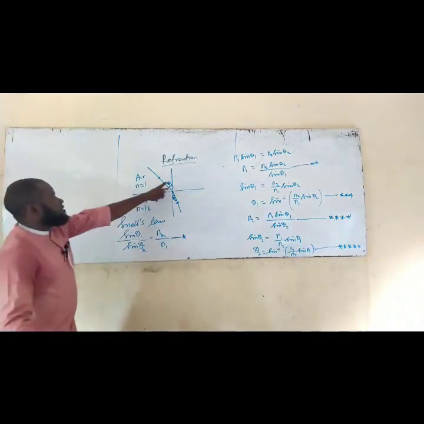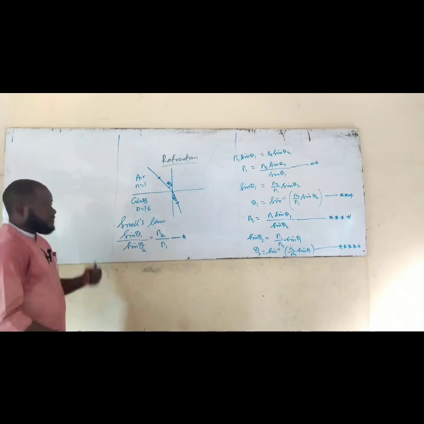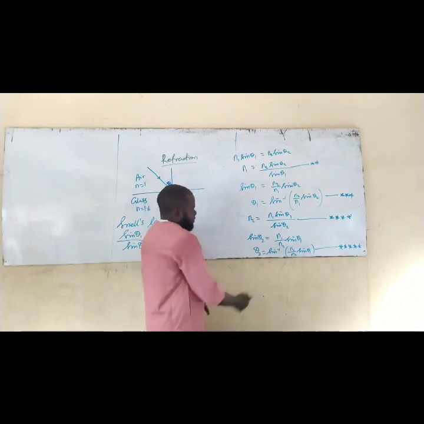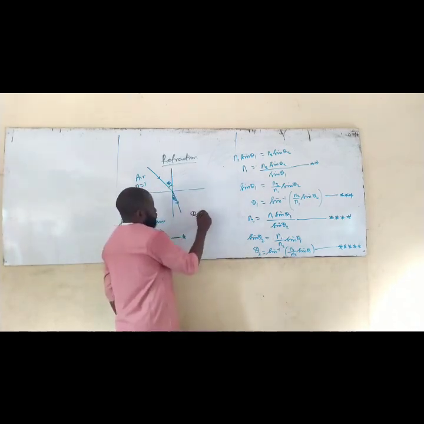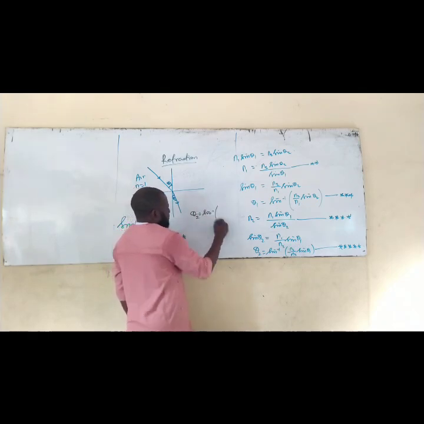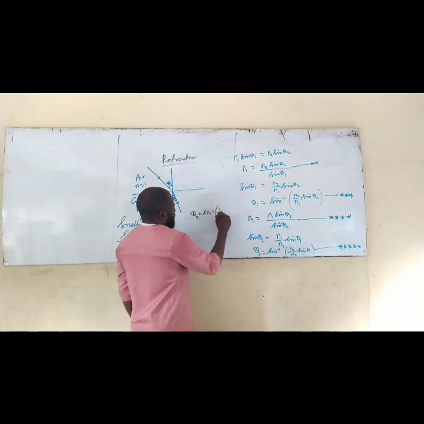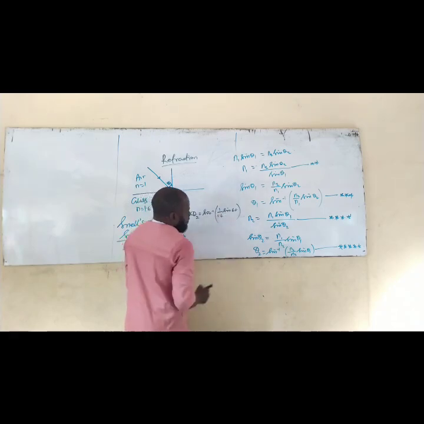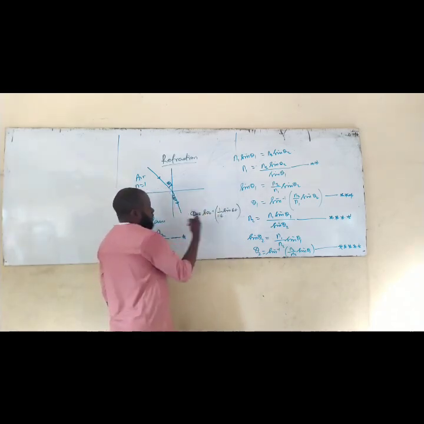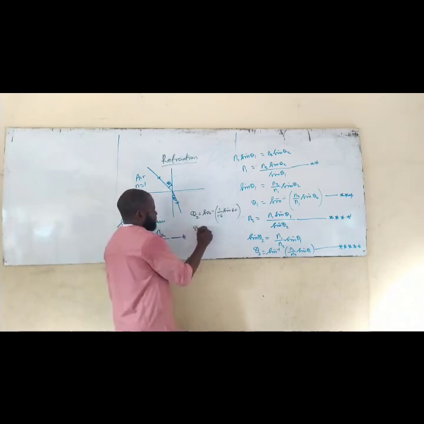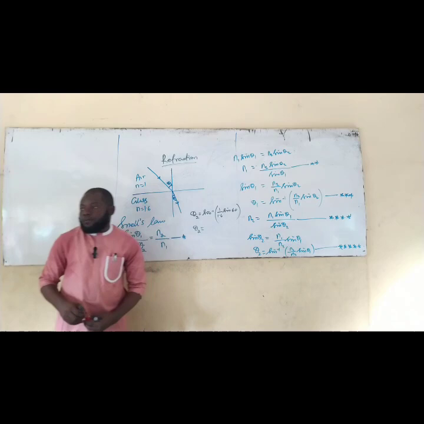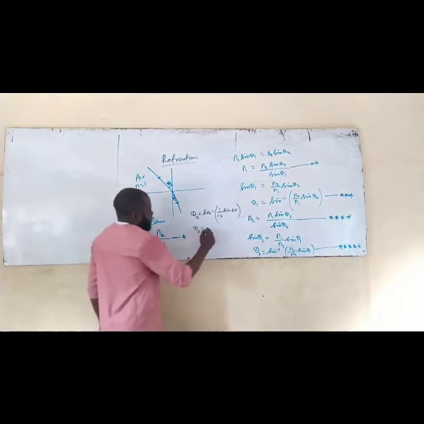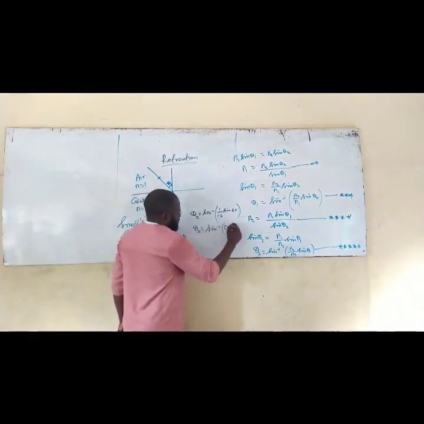Alright. So if I give you that theta 1 is 60 degrees, you can find theta 2, isn't it? Just plug it into this place. Theta 2 is equal to arc sine of N1 over N2, which is 1 over 1.6, sine of 60. So sine 60 divided by 1.6, what do you have? 0.54. So arc sine of 0.54.